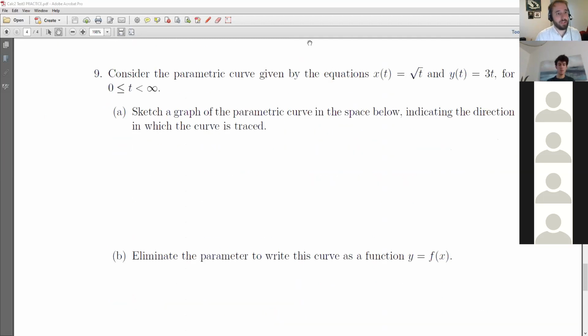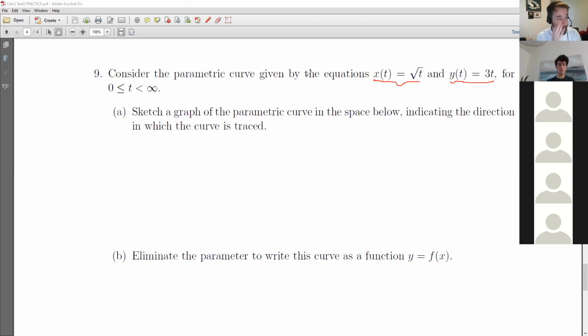Okay, so parametric equations. Parametric equations are a way of representing a curve in the xy plane, not by writing y as a function of x, but instead by including two functions, one for x and one for y, that are both functions of time, both functions of t. And so the parametric equations are often given as a pair. Here they are written as x of t equals square root of t and y of t equals 3t.